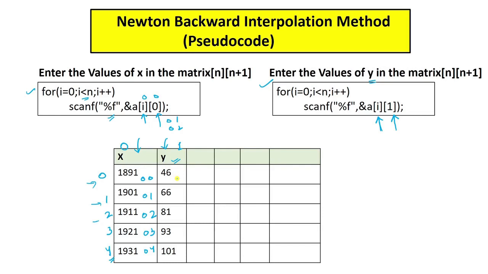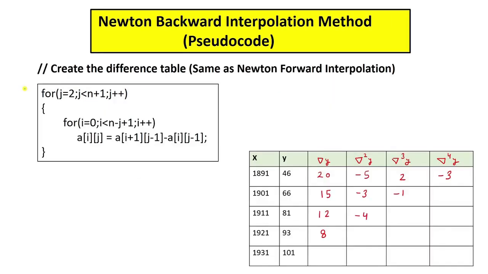Now let's create the difference table. Here is our code for the difference table. This code is exactly similar to what we have seen in the Newton forward interpolation method, and this is our table. Here you can see I have taken 2 loops, the outer loop and the inner loop. These are the columns 0, 1, 2, 3, 4, 5, and these are the rows 0, 1, and so on. So how will we proceed?